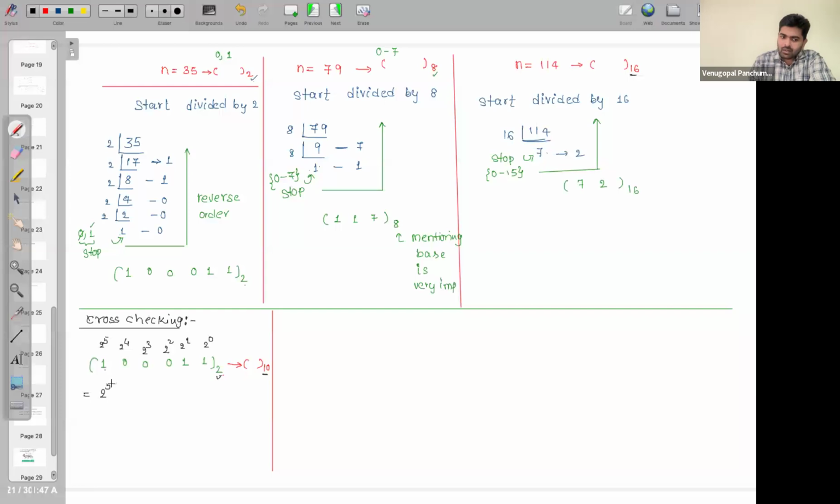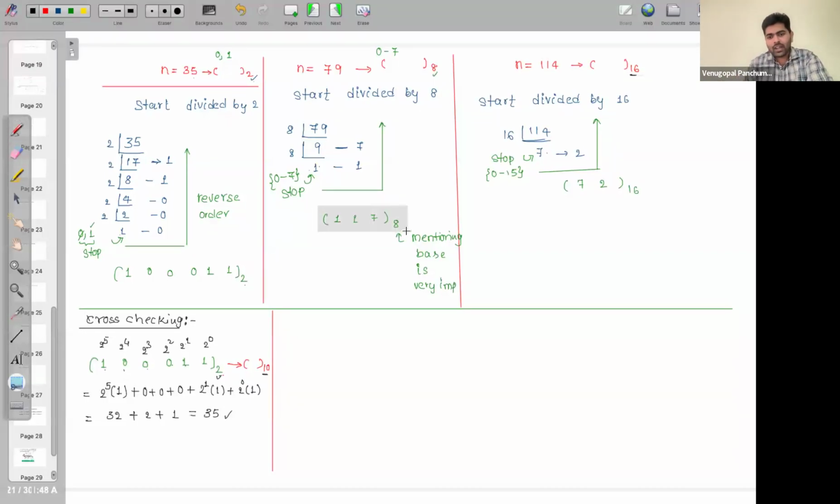So you see this? 2 power 5 into 1 plus, is it required to write 0 into 2 power 4? That is anyhow 0. 0 into 2 power 3, that is anyhow 0. 0 into 2 square, which is anyhow 0. Plus 2 power 1 into 1. Plus 2 power 0, so 2 power 0 into 1. So cross checking, this is, finally, what is this? This is 32 plus 2 plus 1. Now when you add it back, how much value are you getting? So we are getting 35. So therefore, whatever we have done, that is correct. Okay. Now let's do the same thing with the others also.